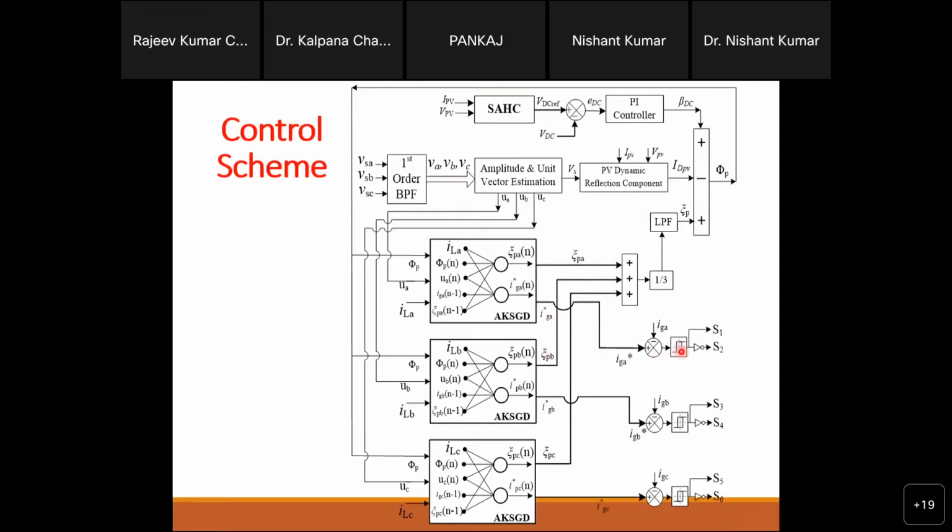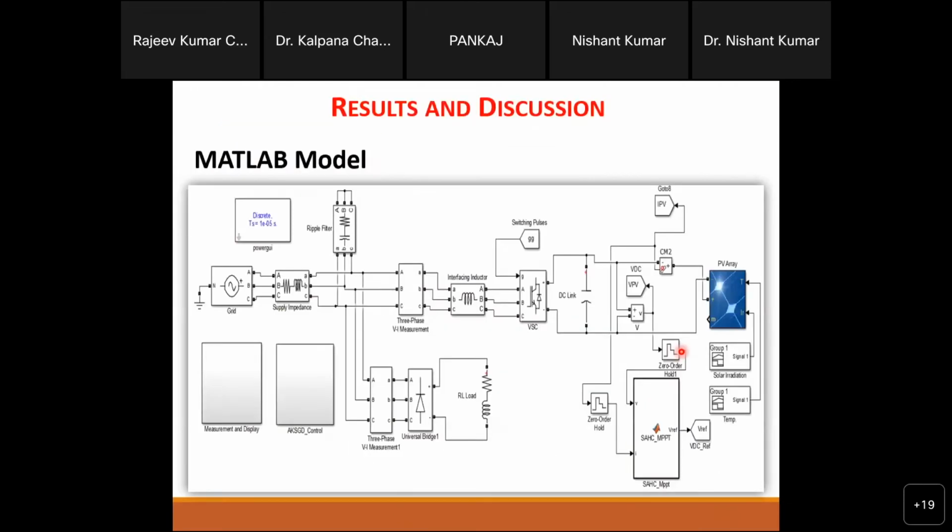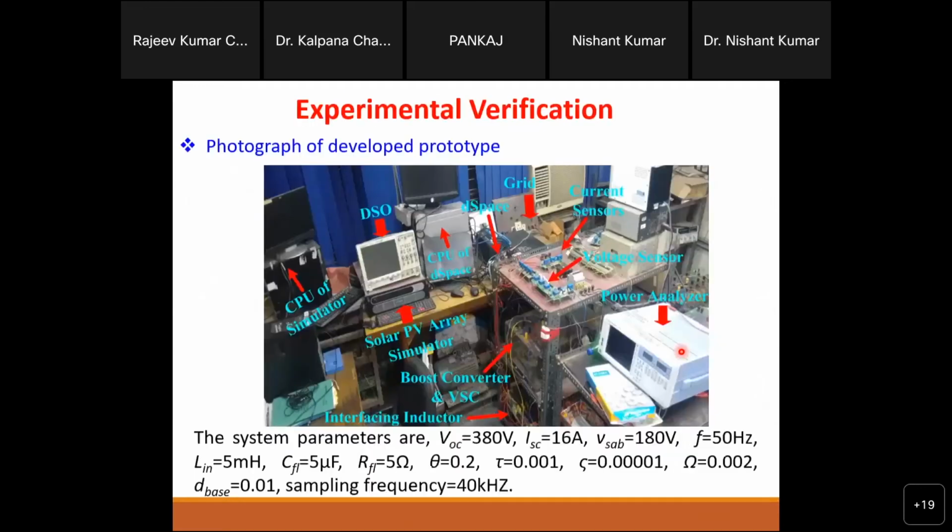So this is the basic control structure for that. Okay, this is the simulation model of that. That is not important. This is the hardware controller system where all the things have been tested, right? In this system you will see the system I have used.